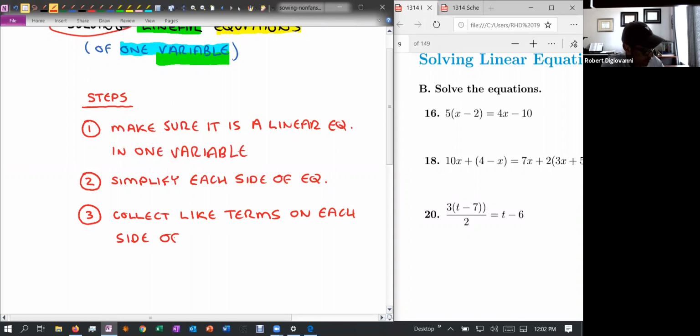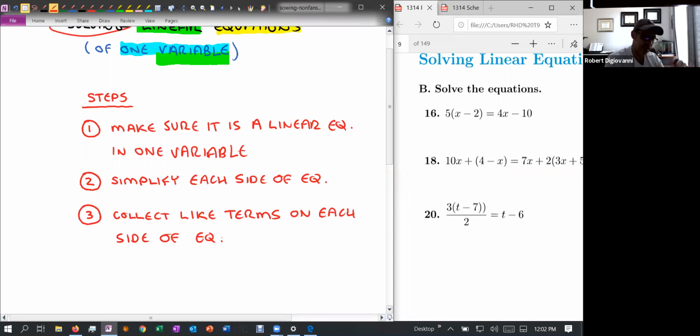Of the equation. So that means if we have 2x added to 3x on one side of the equation, we could collect those together and make it a 5x. If we had 7 minus 3 on one side of the equation, we could do 7 minus 3 is 4. So we collect things that are the same together.